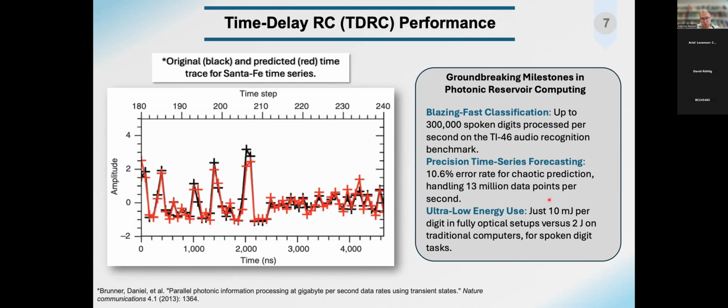And in terms of energy efficiency, the all-optical system just used 10 millijoule per digit in fully optical operation, versus 2 joule on a traditional computer.